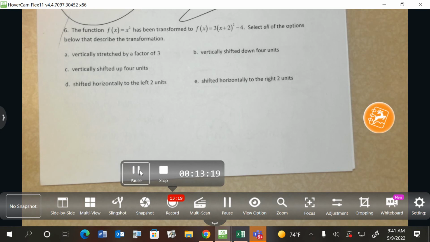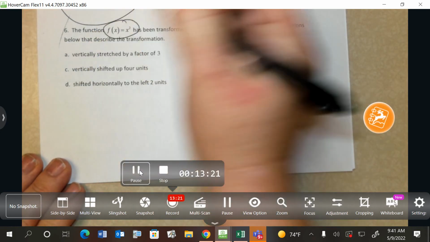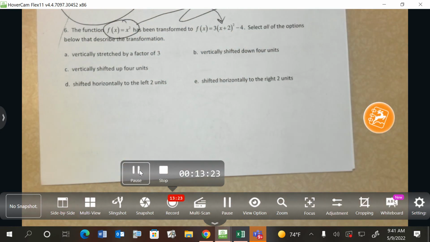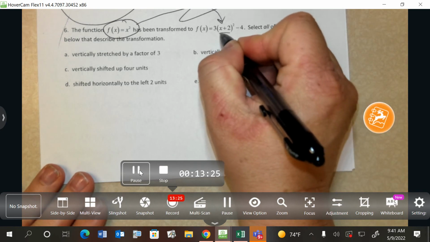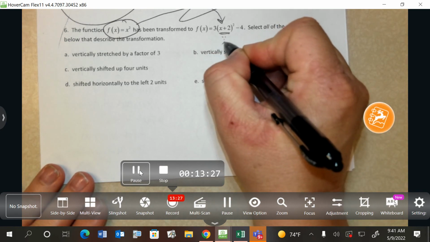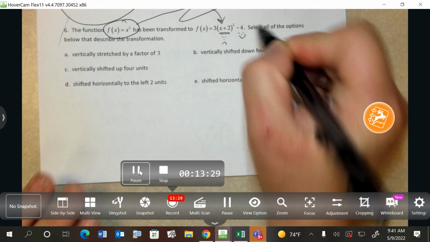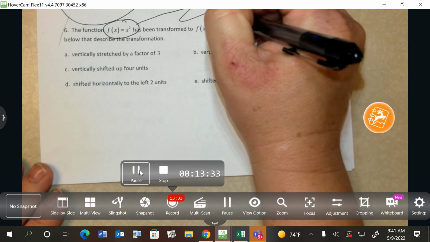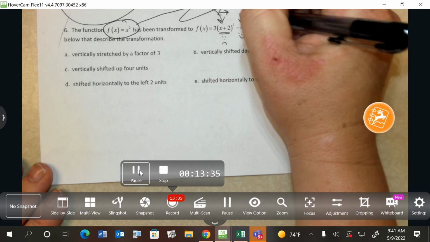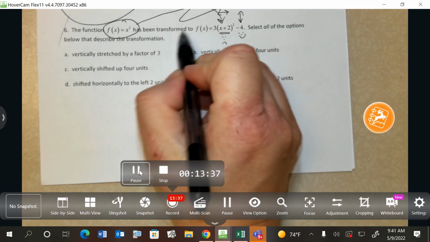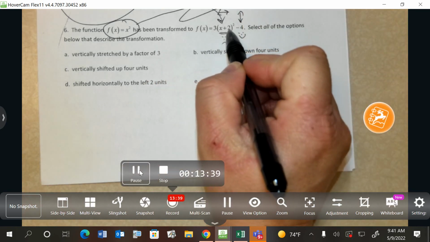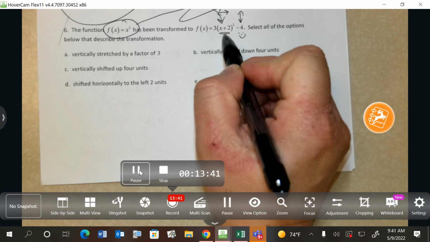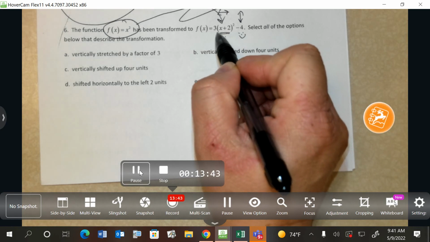When I look at number 6, I'm describing this parent function to something that's been changed. Remember on the inside, do me a favor, put a little frowny face here, put a little smiley face here. It lies to you on the inside. The inside is going to tell you whether you're going to go left or right. The back number is going to say whether you're going up or down. So it's natural to be like, move to the right 2 because you see a plus 2. It lies to you.